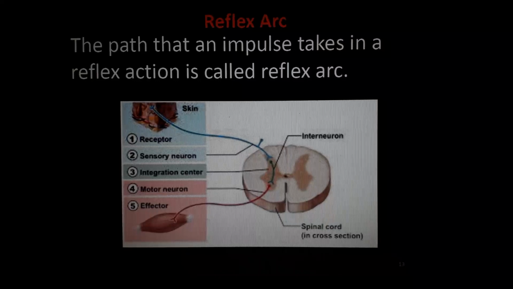Okay, this part is very, very important. Okay, 100% there will be one question from this part. Whatever board, CBSE, ICSE, IGCSE, state board, reflex action and reflex arc are very, very, very important. So that's it.